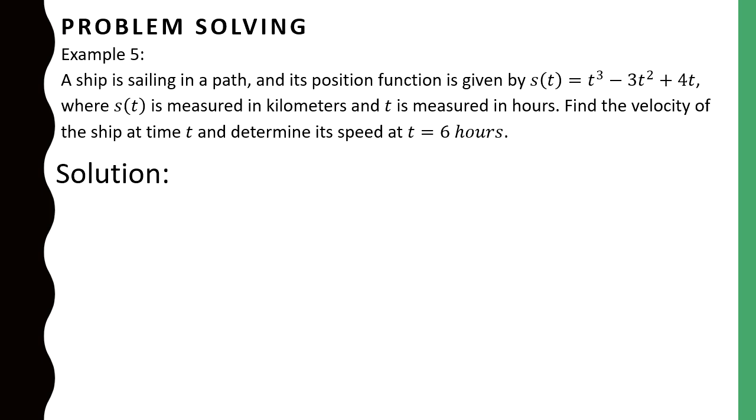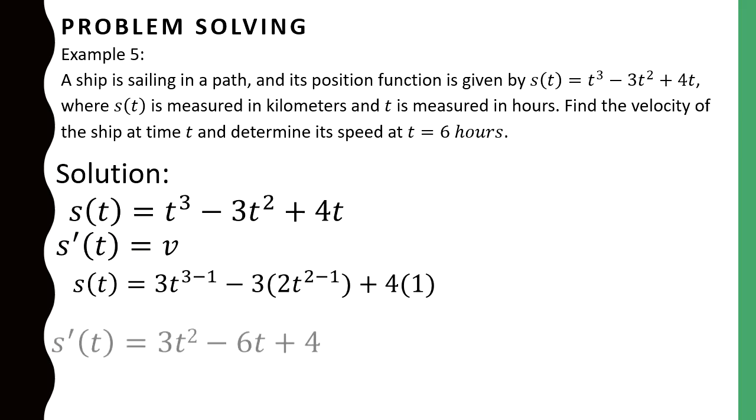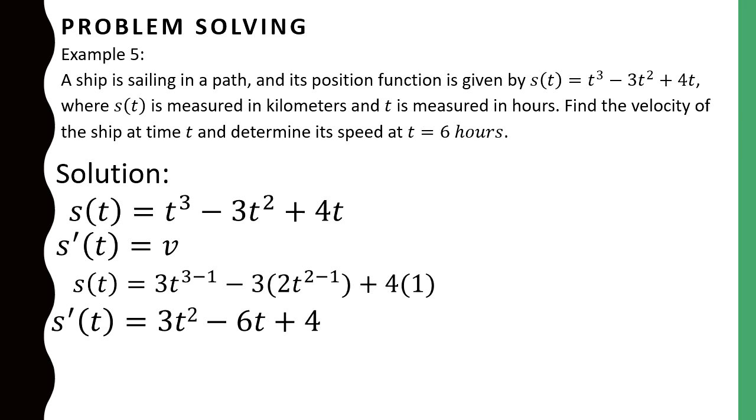Again, we start by getting the derivative of the function s of t equals t cubed minus 3t squared plus 4t. So we get the derivative to find the velocity function. That's 3t raised to 3 minus 1, minus 3 times 2t raised to 2 minus 1, plus 4 times 1. Simplify that and we get 3t squared minus 6t plus 4.